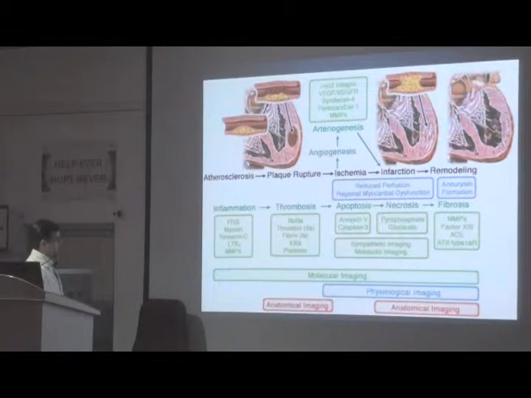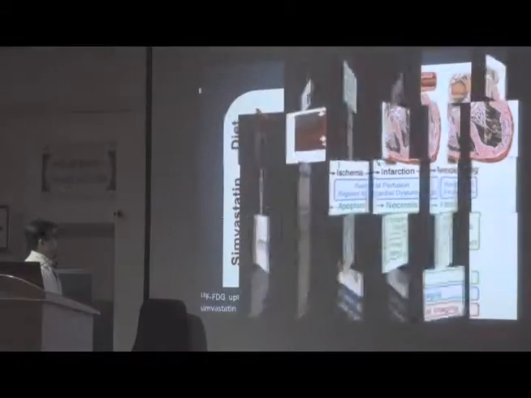As you can see, molecular imaging can image atherosclerosis, plaque rupture, ischemia, and infection, all using different targets of the radiopharmaceutical, whereas physiological imaging can image only apoptosis, necrosis, and fibrosis, and similarly the anatomical imaging has a smaller area of diagnosis.